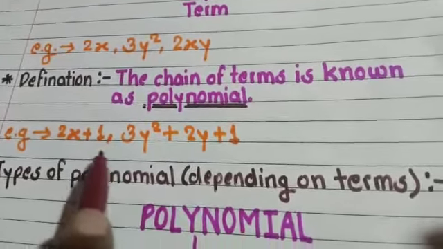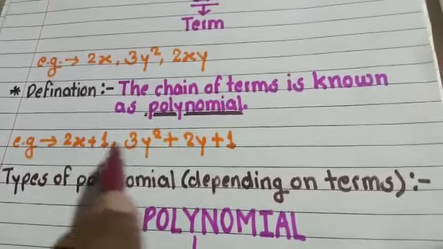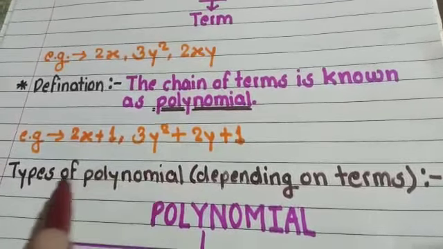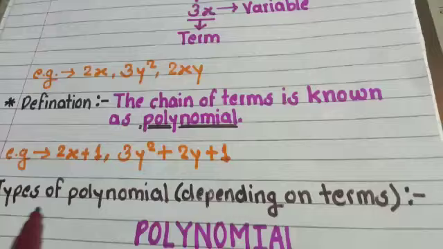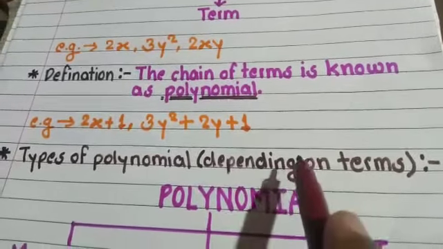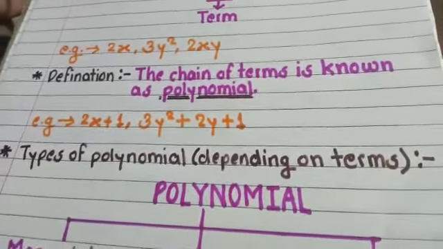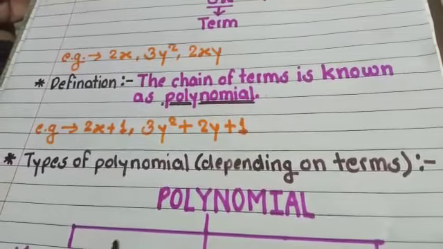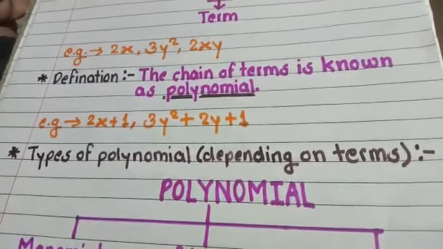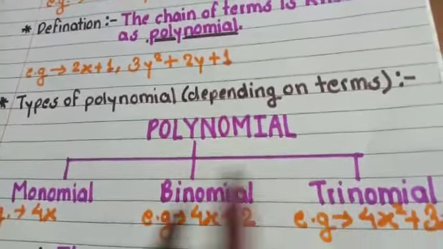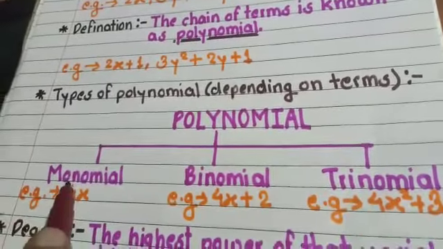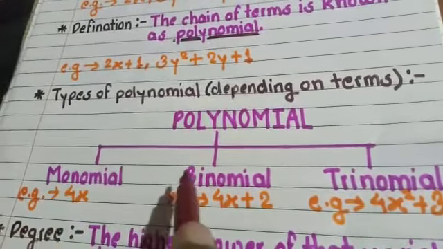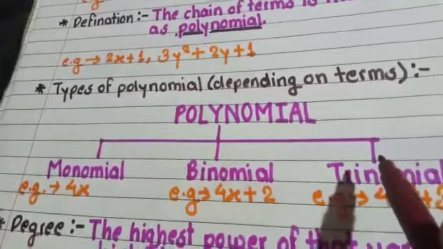Now, depending on the terms involved in the polynomial, there are some types of polynomial. So we will see now the types of polynomial depending on terms. There are three types of polynomial: monomial, binomial and trinomial. By the name only you can understand. Mono means what? 1, bi means what? 2, and tri means 3.